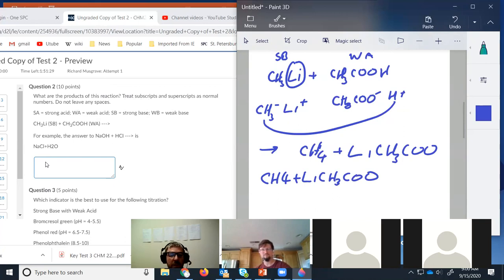Now the LiCH3COO should be expressed like that, because it goes cation first and then the anion for a salt. So that's what I would do.